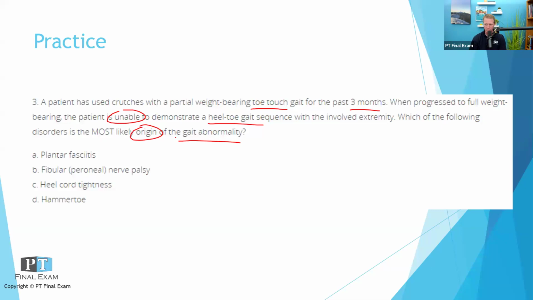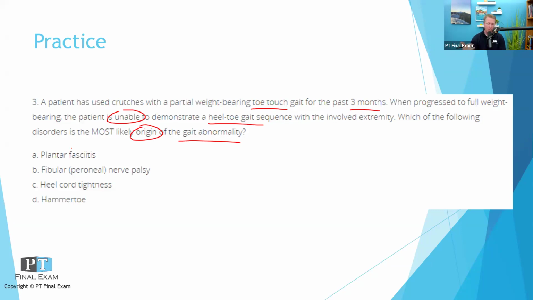So we got a gait abnormality. We're trying to find what is most likely to cause this. Now, going through the answer options, we see plantar fasciitis. As you consider plantar fasciitis, consider for a moment that the typical history or presenting factor for plantar fasciitis is pain initially in the morning, first 2 steps, plantar surface pain, especially towards the calcaneus. And none of that's mentioned here.